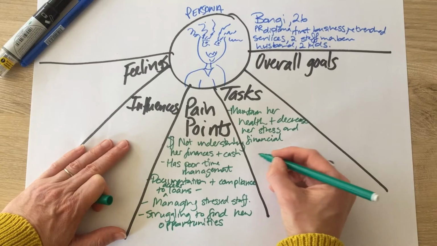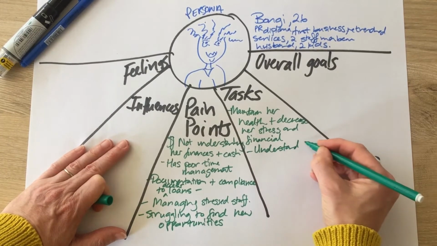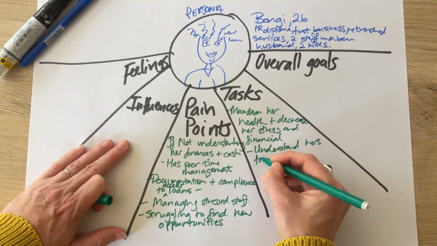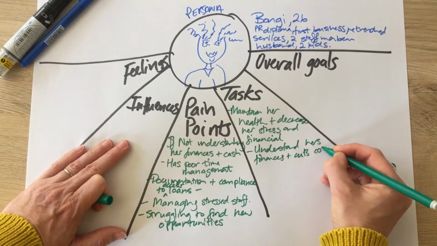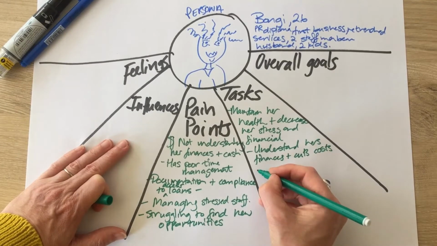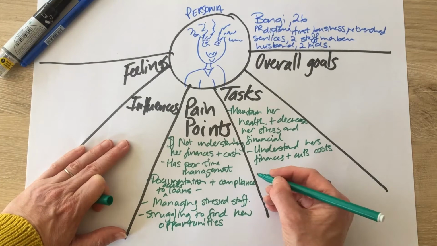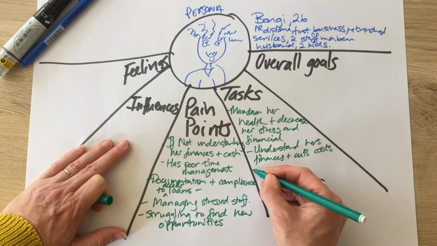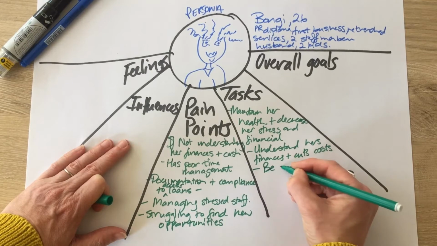It is critical that she understands her finances and cuts costs. So this is a task she needs to do. She can't stay stressed about her finances and then not actually perform the task of trying to understand them and cutting costs. She needs to be more time efficient.